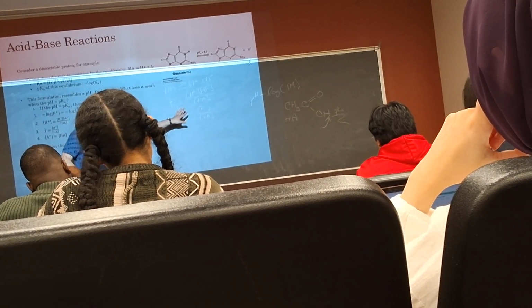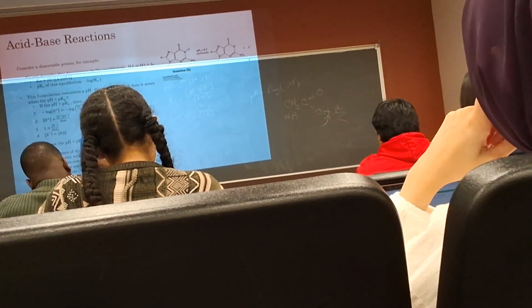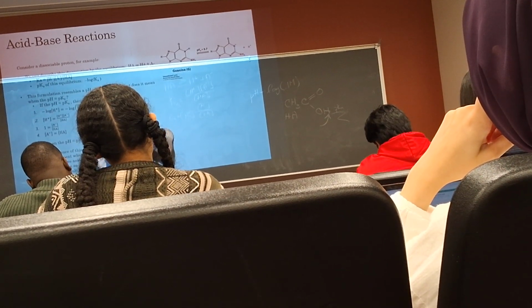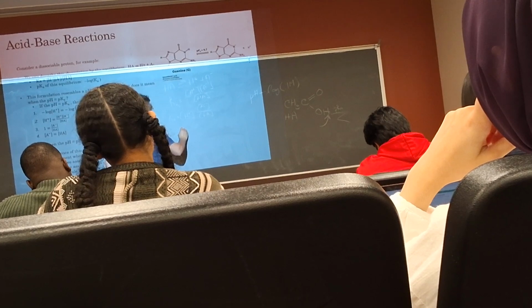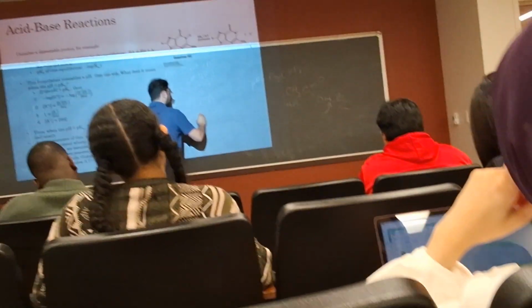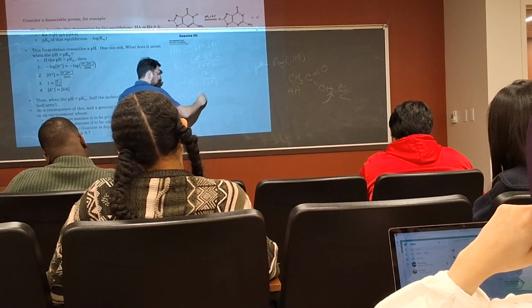All right, so here, let's rearrange this to see that Ka equals H plus times A minus over HA, right? This is the same, nothing has changed, nothing magical has happened here. Let's take the log of both sides. Log Ka equals log of H plus.